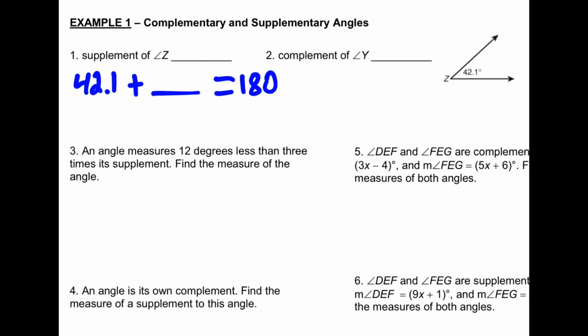The supplement of angle Z is an angle that if you add it to 42.1, which is Z's measure, you get 180. So I'm going to put an S here for supplement, just as an unknown, and I can subtract 42.1 from both sides to find my answer. The supplement of Z is 137.9 degrees.